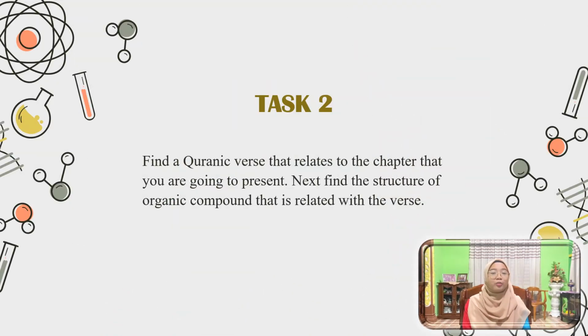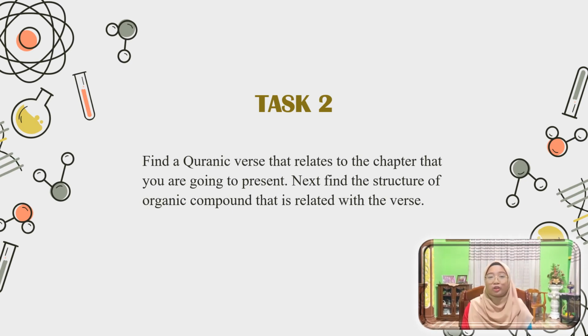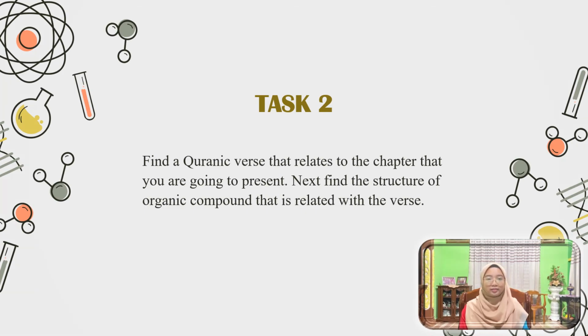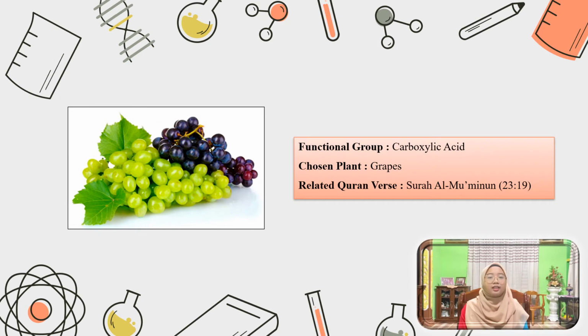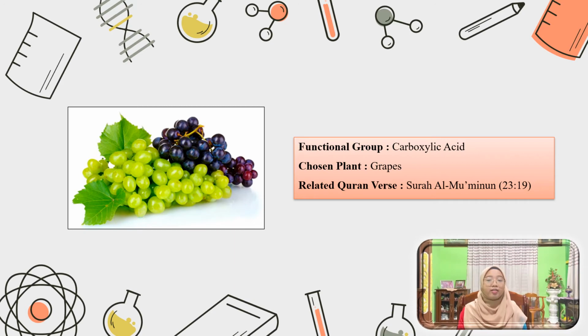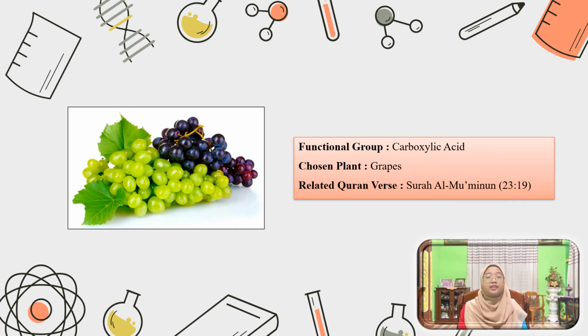My name is Nur Iman Insyirah binti Abdul Rahman and my matrix number is 9201365. For task 2, we need to find a Quranic verse that relates to the chapter that we are presenting, which is carboxylic acid. Next, we need to find the structure of an organic compound that is related to the verse. So basically, the functional group is carboxylic acid and we chose grape as the plant. And the related Quran verse is Surah Al-Mu'minun, chapter 23, verse 19.